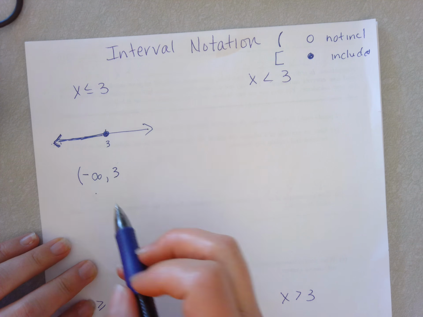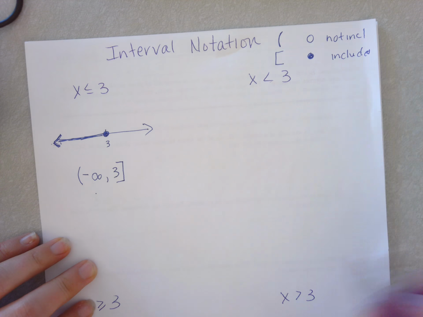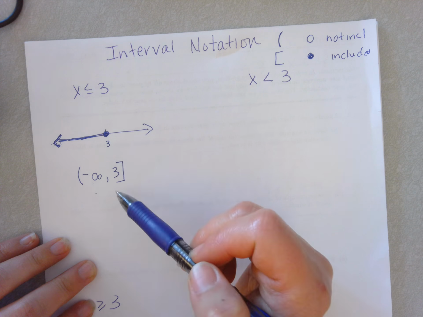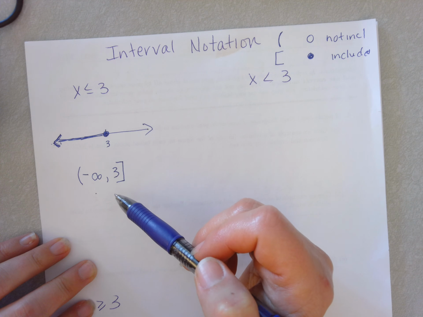So it's kind of like an ordered pair, except it's not an ordered pair. So 3 is the biggest number and it's included, so I use the square bracket. So this x is less than or equal to 3 can be represented by this graph. It can also be represented by this interval notation.